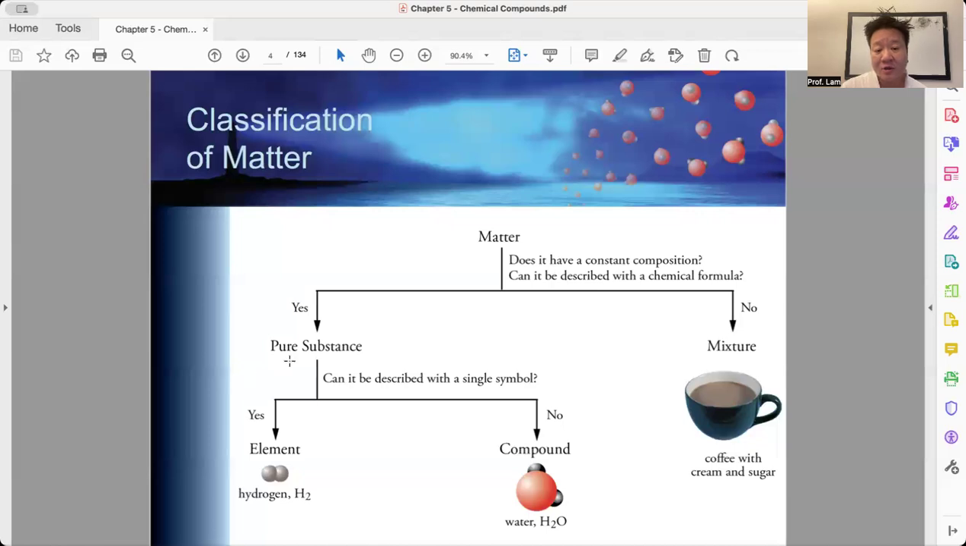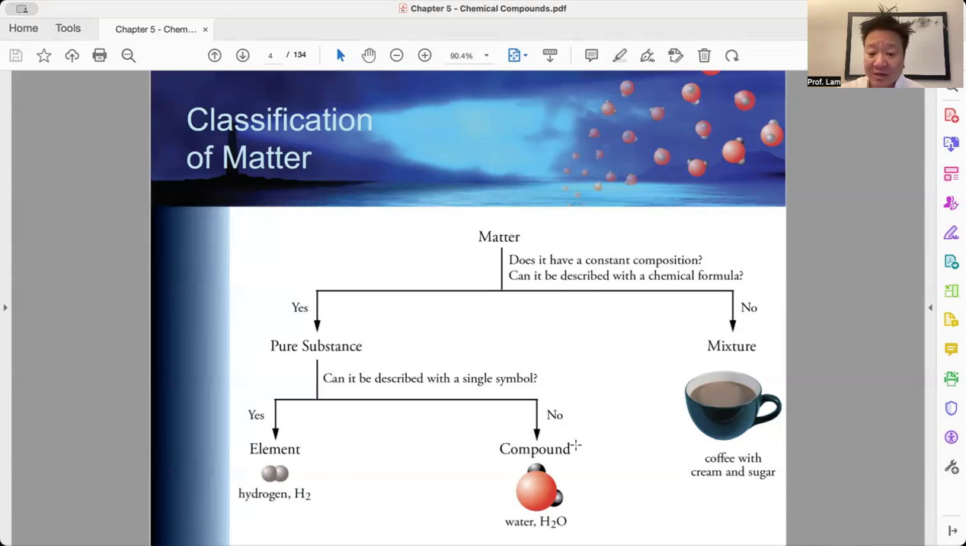Now, under the umbrella of pure substance, you can break it down into two more subcategories with a question. Can it be described with a single symbol? If it can be described with a single symbol and you answer yes, then it is called an element. There are certain elements that have multiple atoms, so hydrogen, for example, H2. Even though it's the same hydrogen atom, it's still considered an element because it's only one type of atom. So it's a single symbol.